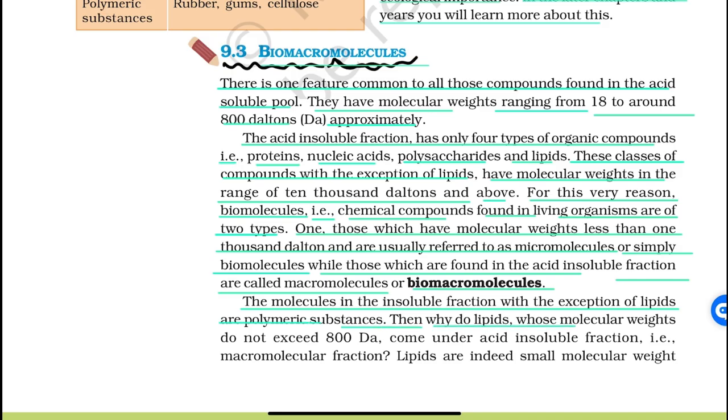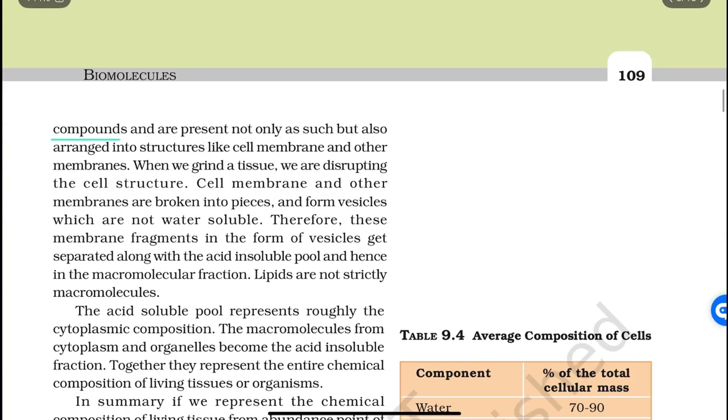Then why do lipids, whose molecular weights do not exceed 800 Daltons, come under the acid insoluble fraction, meaning the macromolecular fraction? Lipids are indeed small molecular weight compounds and are present not only as such but also arranged into structures like the cell membrane and other membranes. When we grind a tissue, we are disrupting the cell structure. Cell membrane and other membranes are broken into pieces and form vesicles which are not water soluble.